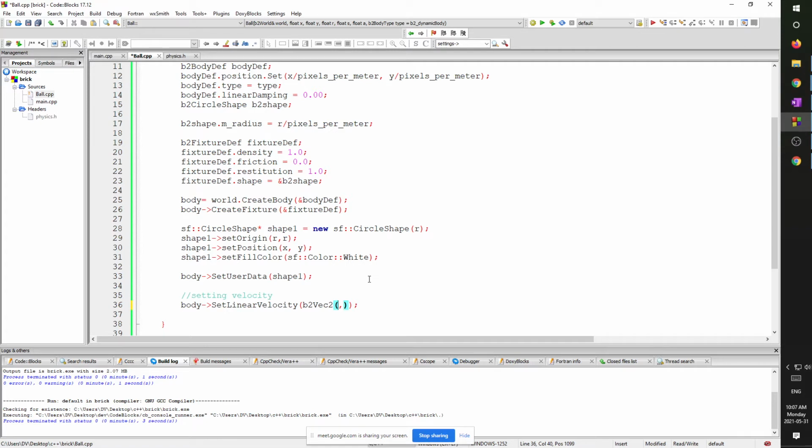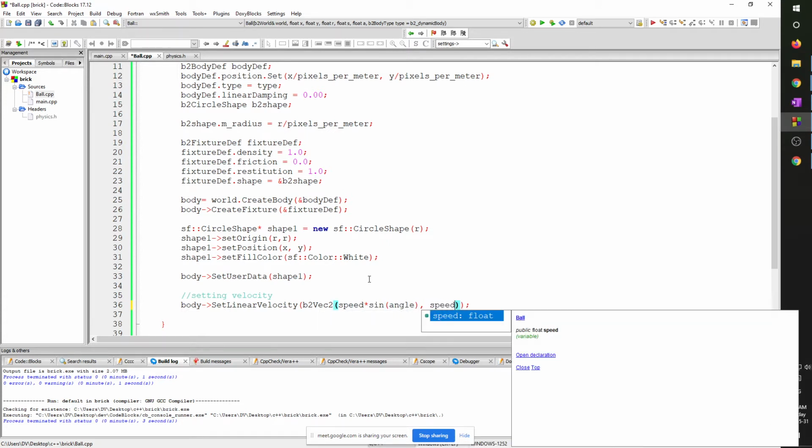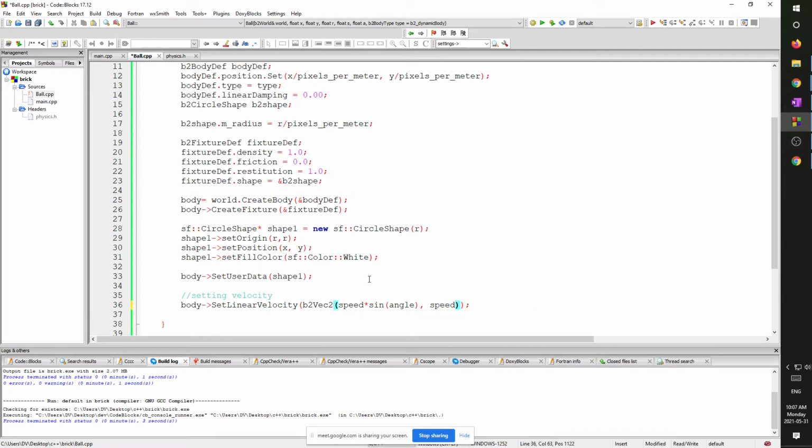All right, so I have my speed and my angle, so I'll just go speed times sine of angle. Sine doesn't autotype, but it does work. And then speed times, oh no, this should be cos, sorry.